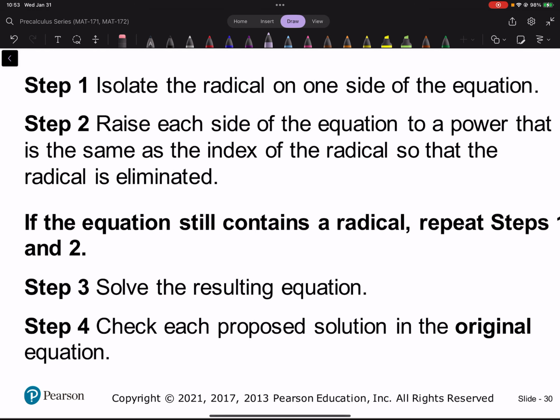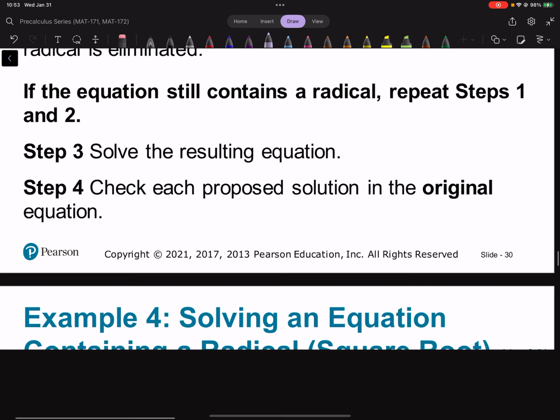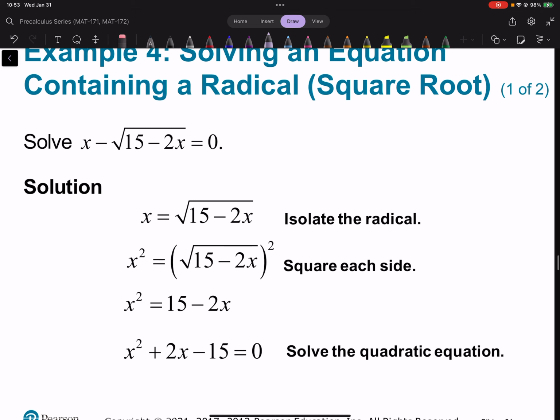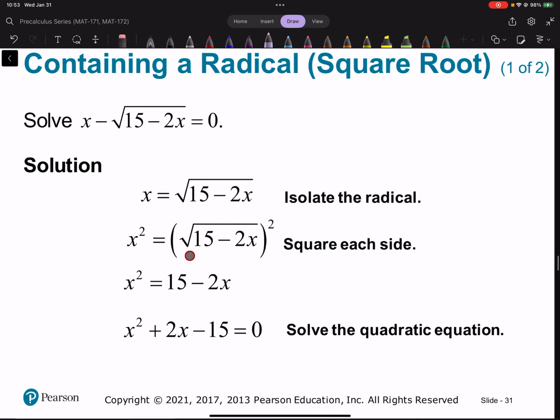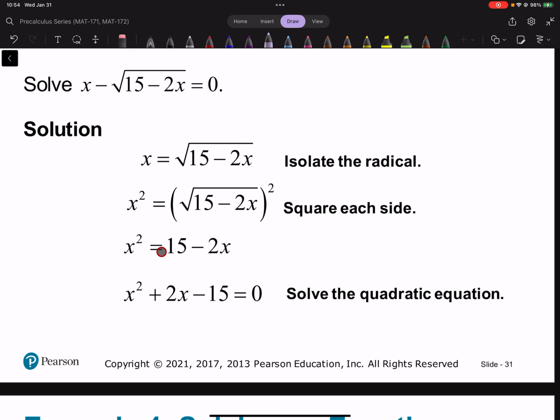All right, so when we're dealing with radicals, we want to go through these steps. I'll allow you to read those steps. And let's walk through the problem. So the first step wanted us to isolate the radical. Then we needed to square both sides so we can eliminate the square root on the right-hand side. So we square both sides. That eliminates what we have here. We end up with x squared equals 15 minus 2x here.